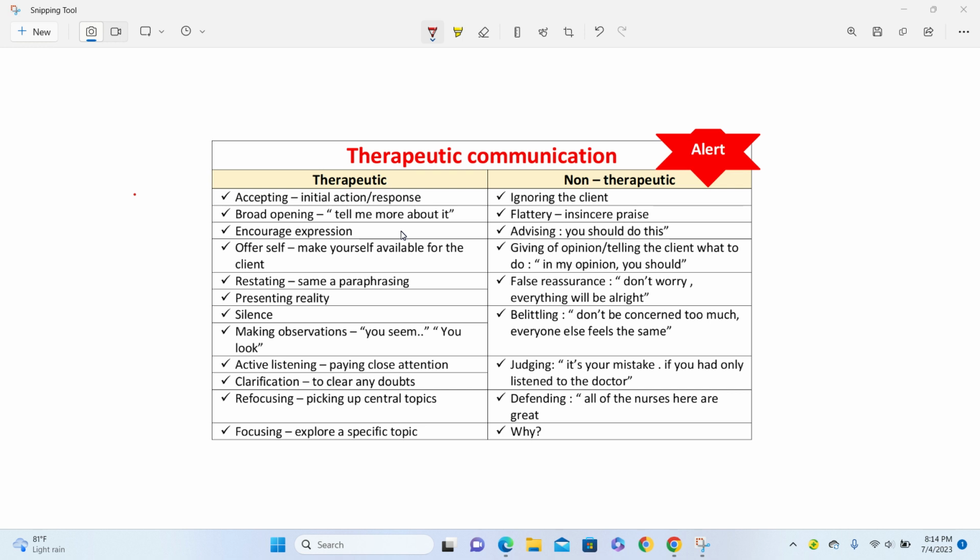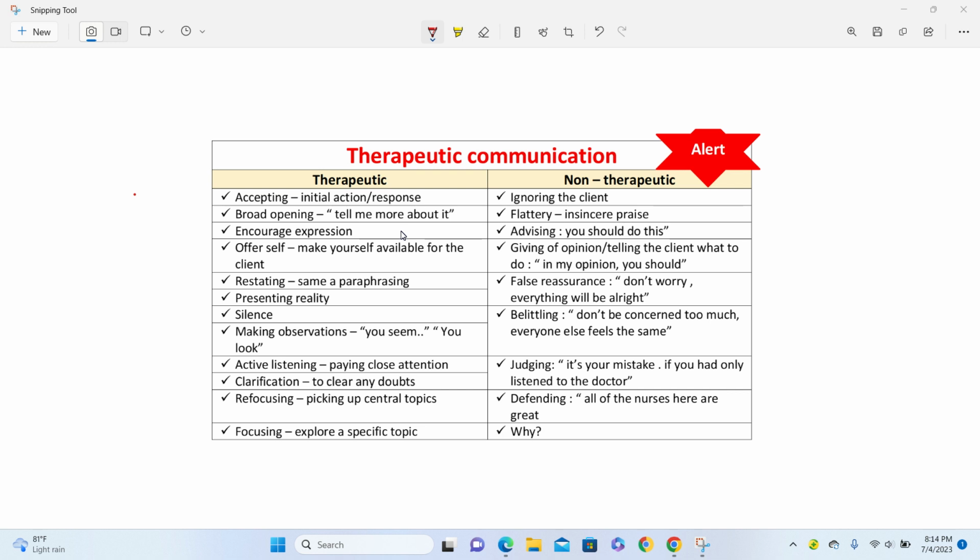And the third point is encouraging expression. As I said, we should explore his feelings. We should not stop or suppress his feelings. We should not say, "Oh, okay, you have pain. It's a common symptom of your condition." That response is not therapeutic communication. So we should encourage him for expression.